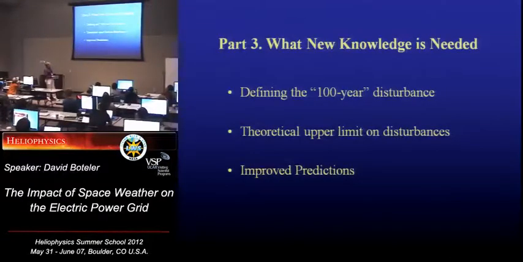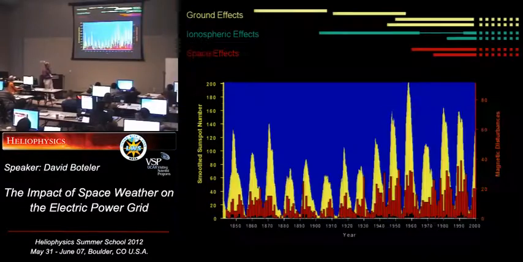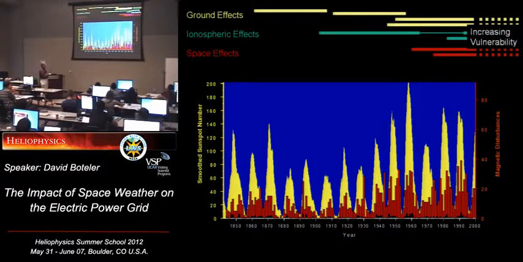So now I want to throw out to you what new knowledge we need in this area, and it can really be broken into three types of things: defining the 100-year disturbance, whether there are theoretical upper limits we can put on the disturbances, and improving predictions. We've got records going back 150 years, unfortunately rather incomplete, and the systems have evolved considerably over that time. A general feature we're finding with all the modern systems is increasing vulnerability, and this is creating a much greater heightened awareness of these problems due to space weather.